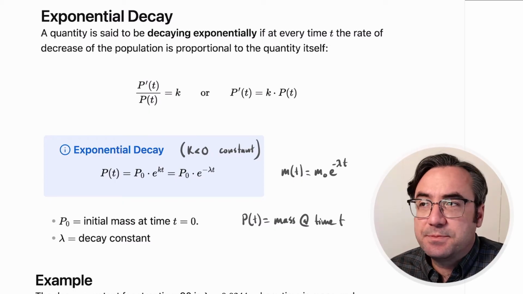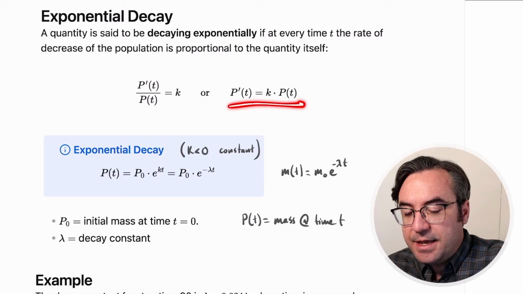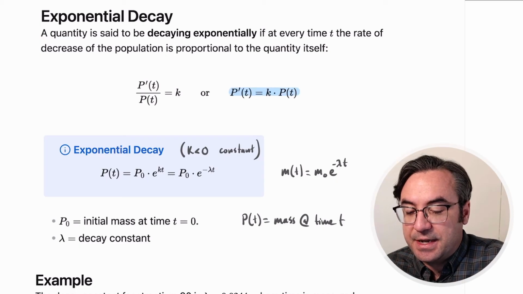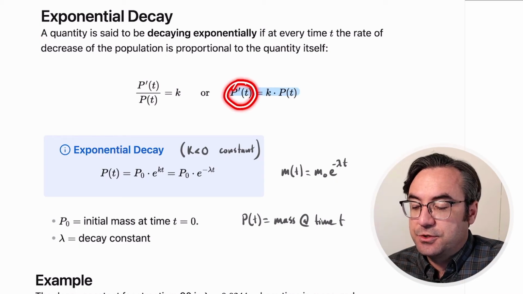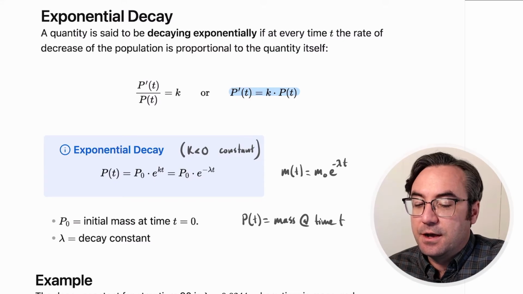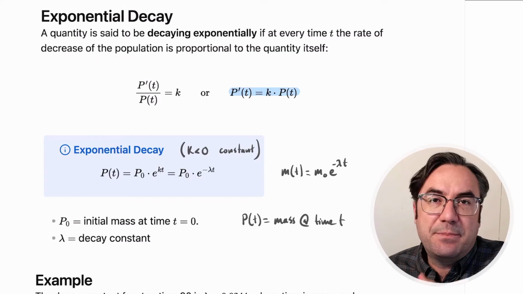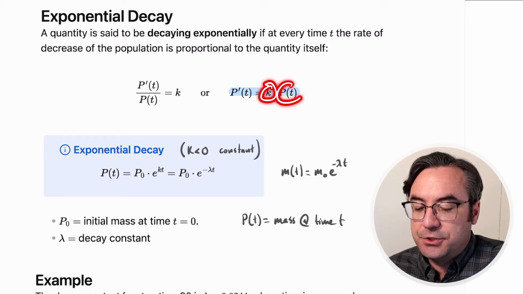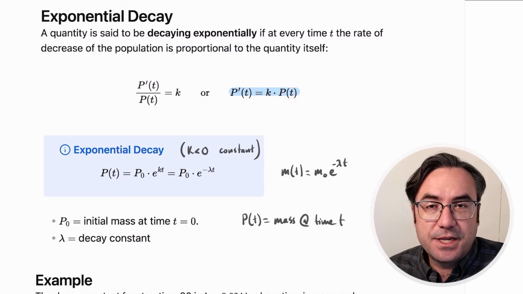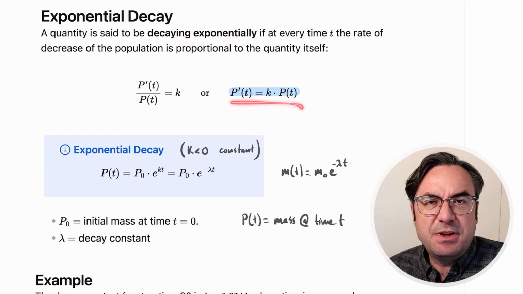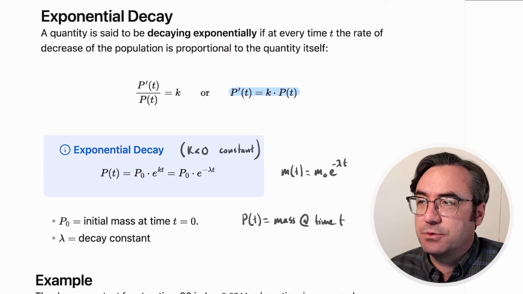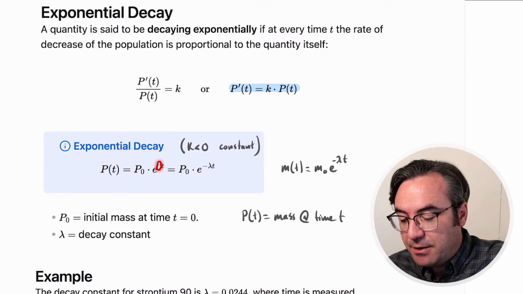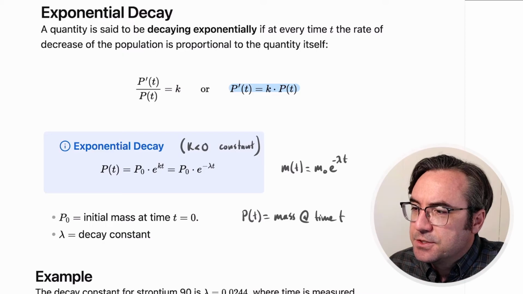And just like with exponential growth, there is a differential equation that this function satisfies. The rate of change, the rate of decrease in this case, of our population of radioactive nuclei is proportional to the mass of our sample. So this is the same differential equation we looked at with population growth. It has basically the same solution, except now that k value is negative. So let's try an example.